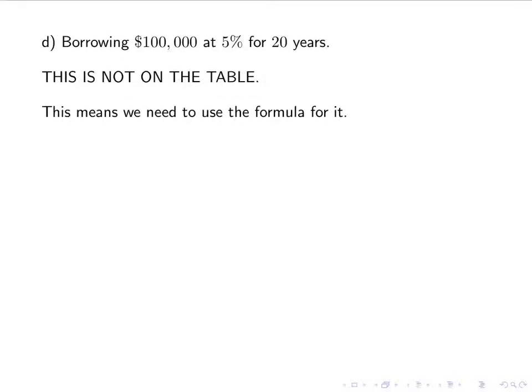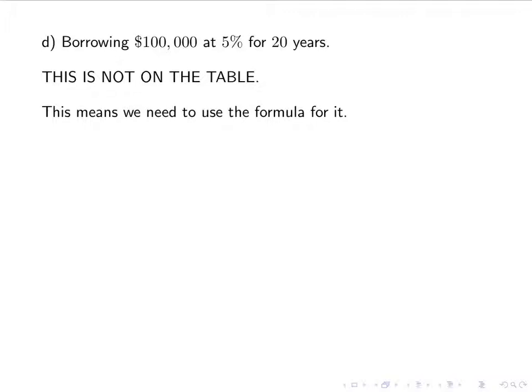As our next example, we're going to borrow $100,000 at 5% for 20 years. So the only difference is I've gone from 7% to 5%. However, it's a very big difference because this is not on the table. Because it's not on the table, we need to use a formula for it.